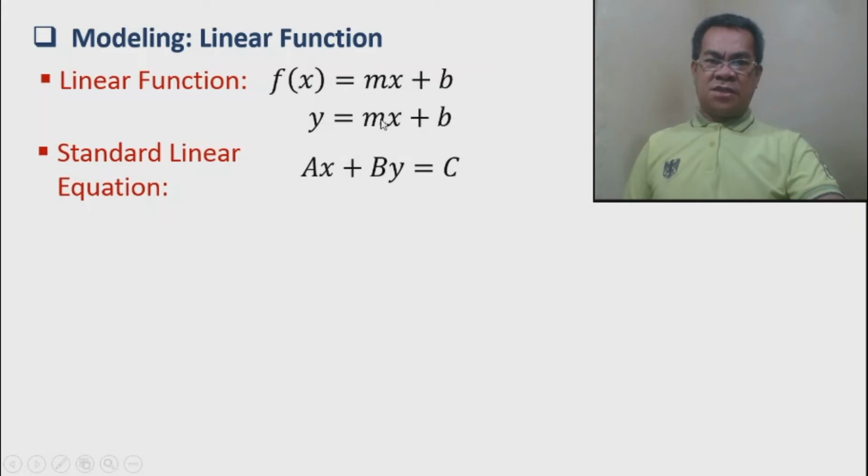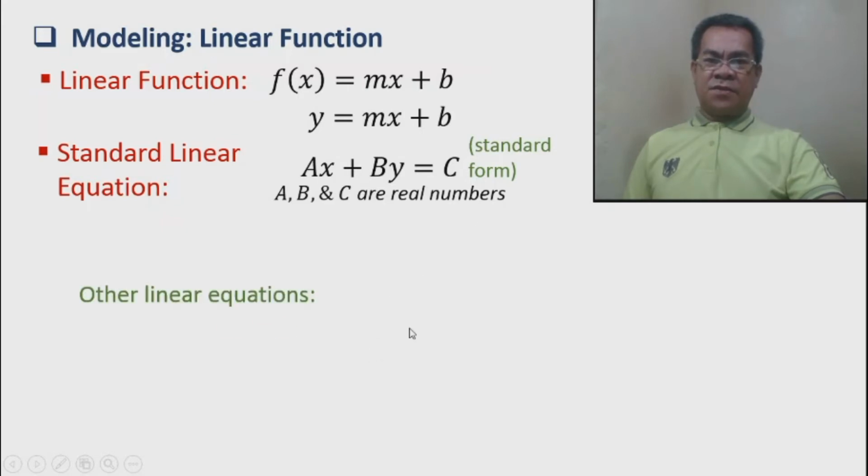If you transpose this to the right, then you can create a standard form of linear equation. So a, b, c are real numbers. This should be real numbers, no imaginary numbers, in order to come up with a function. So this is a standard form. There are other forms also, because c can be 0. So if it's 0, what will happen? We have only ax plus by is equal to 0. Or a can be 0. So b also can be 0.